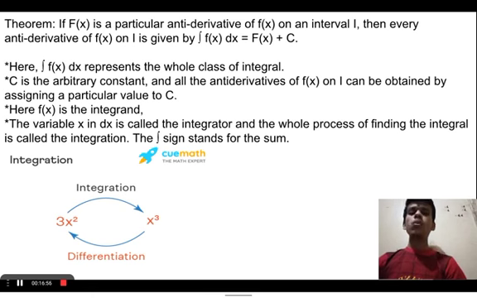So the following figure shows the integration and differentiation relationship. That is, if we differentiate a function, we get its derivative, and then again if we integrate, we get the actual function. So 3x square, if we integrate, we will get x cube. If we again differentiate x cube, we will get 3x square.